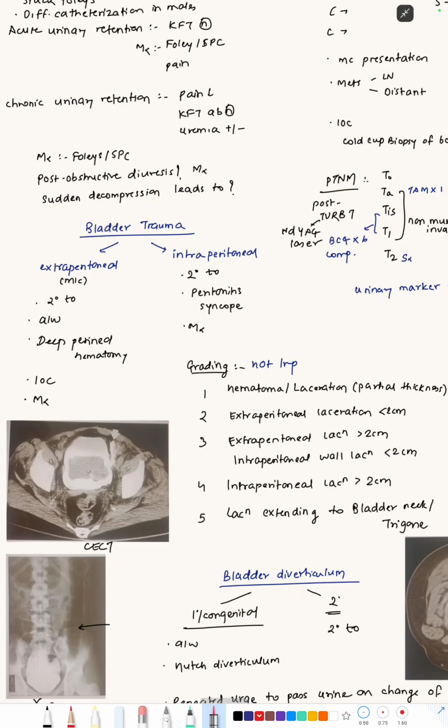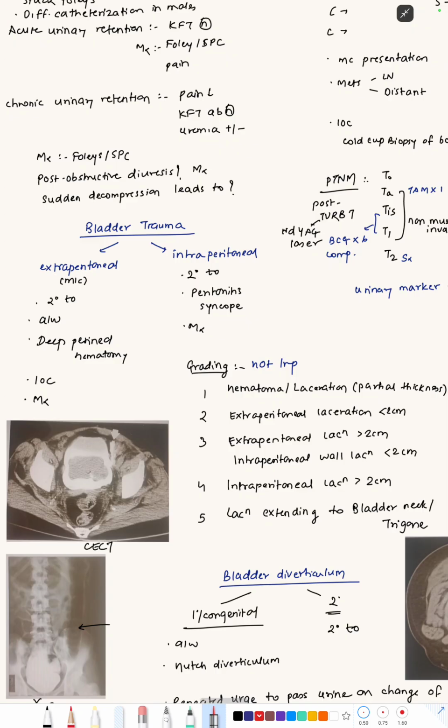The investigation of choice for extraperitoneal is going to be CT urography, and the management is going to be Foley's catheter or suprapubic catheterization for 7 to 10 days, while in the intraperitoneal one, the management is going to be exploratory laparotomy. Now the grading of this bladder trauma is not very important.